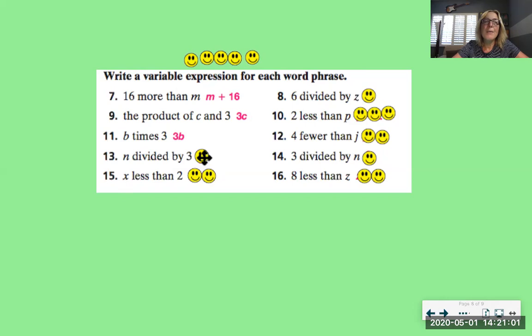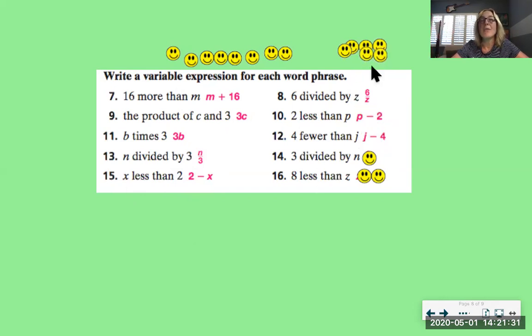N divided by 3, just like it sounds. X less than 2, the order matters, right? 2 comes first because x is less than 2. So we start with 2 and then we subtract x. 6 divided by z, just like it sounds. 2 less than p, think about the order, p minus 2. 4 fewer than j. Fewer is another way of saying less than. So again, the order does matter, j minus 4. 3 divided by n, just like it sounds. And 8 less than z, z minus 8.